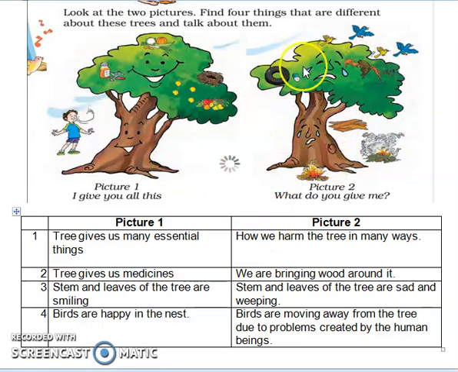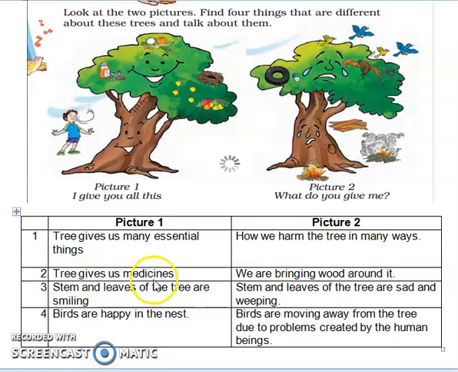And how we harm is shown in picture 2, how we harm the trees in many ways. Picture 2 shows how we, meaning human beings, harm the trees in many ways. You can see these many ways we can harm the trees, and we are harming the trees.